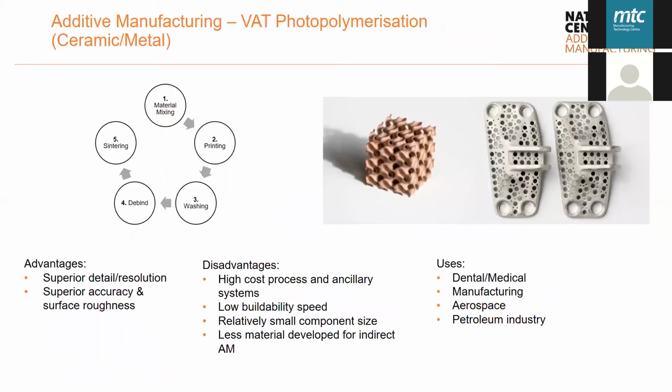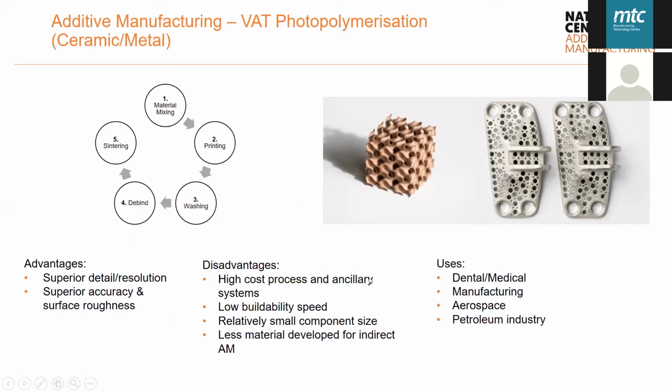Also going to touch on ceramic and metal vat photopolymerization. So the difference between this technology for ceramics and metals and polymers is that there are additional indirect additive manufacturing steps such as debind and sinter. So the advantages of this process compared to other metal AM processes is that you get, again, superior detail and resolution, again, due to low layer thickness, and also accuracy and surface roughness of components, compared to other metal AM systems.